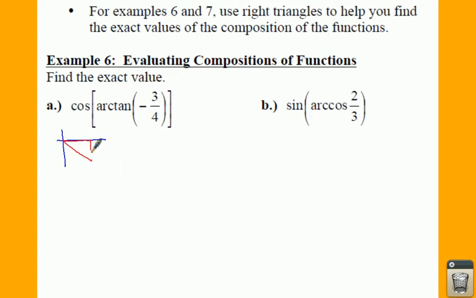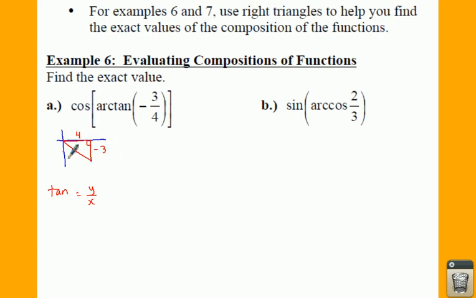And we're going to use our SOH CAH TOA to help us draw this triangle. So remember, the tangent of a value is equal to y over x, or your opposite over your adjacent. So we're going to say this is -3, and your adjacent is 4.